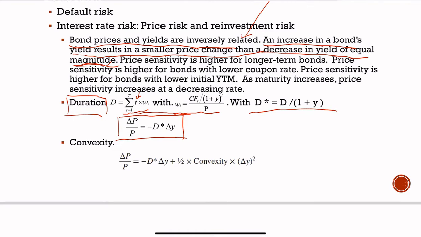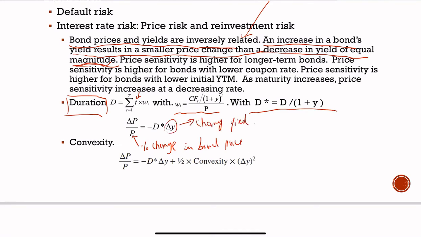So what you can see here is we can get an approximate measurement of the change of bond price. This one is essentially the percentage change, right? So this is the percentage change in bond price. And this is the change in the yield. So obviously you can see that as yield increases, bond price decreases. And then we also learned about convexity.